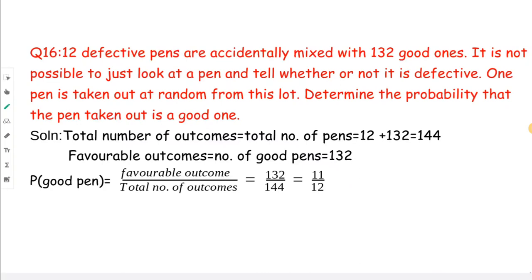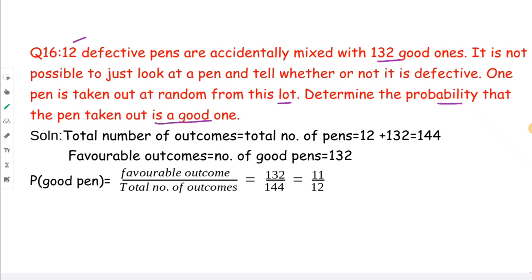We continue with probability. Question number 16. 12 defective pens are accidentally mixed with 132 good ones. It is not possible to look at a pen and tell whether or not it is defective. One pen is taken out at random from this lot. Determine the probability that the pen taken out is a good one.